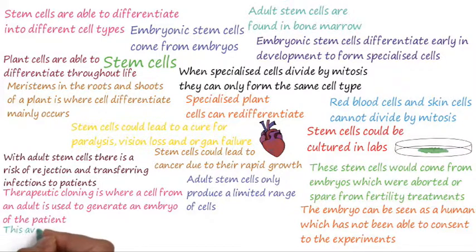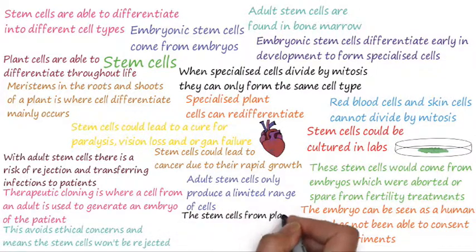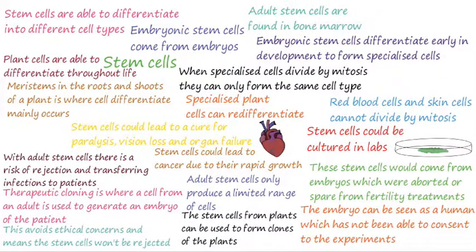Therapeutic cloning is where a cell from an adult is used to generate an embryo of the patient. This then avoids the ethical concerns and means the stem cells won't be rejected by the patient's body. The stem cells could then be used to generate new tissues for the patient. The stem cells from plants can be used to form clones of the plants. This is important in agriculture, where crops need to be produced quickly and efficiently.